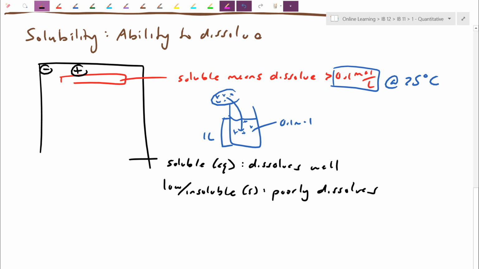Remember, this table in general had the most soluble things at the top. We're not given this chart in the IB data booklet. There are just some common trends I would memorize, things that are always soluble. So we're looking really high up at the top here.